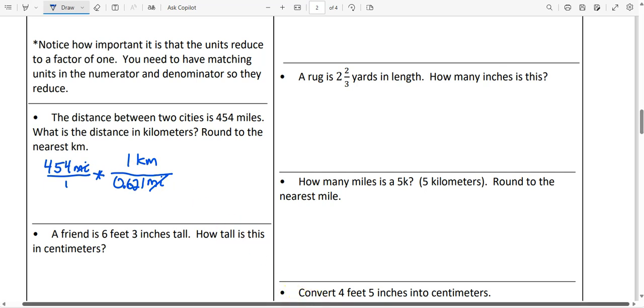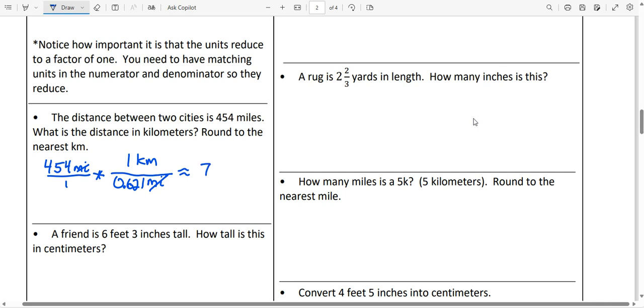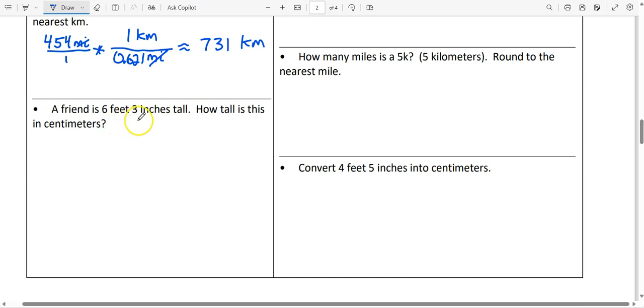And now this problem is a little bit more complicated in our heads, so we don't do it in our heads. 454 divided by 0.621. And this one, the instructions say round to the nearest kilometer. So this would be 731.07, 731. So this is approximately 731, and our only unit left over is kilometers. Excellent.